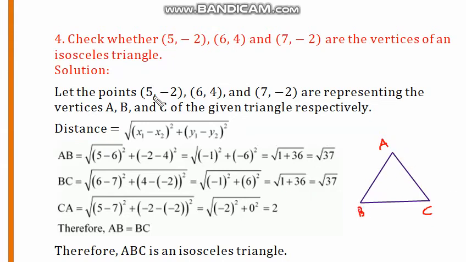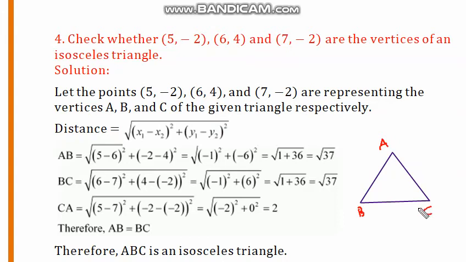So first we need to find out AB. So we know the vertices. A is (5, -2) and B is (6, 4). So first we need to find out the distance between the points A and B. Substitute in this formula, square root of (x1 - x)² + (y1 - y)², and finally we get the square root of 37.